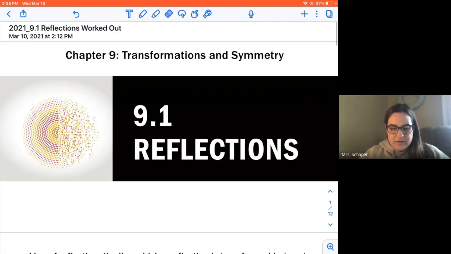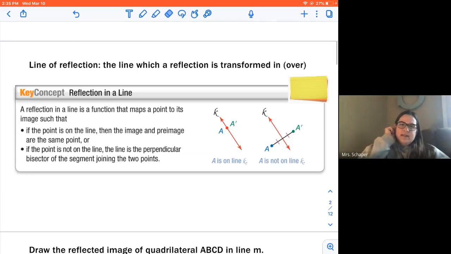Let's get started. So a line of reflection is a line that something is reflected over, right? And so you've talked about reflections, you've talked about translations, you've talked about rotations. So we're going to continue on that discussion and then just take you a little bit further, okay? Just so that you know, the pre-image is designated as A, and A prime is noted as the image. So the pre-image is what you start with, the image is what you end with.